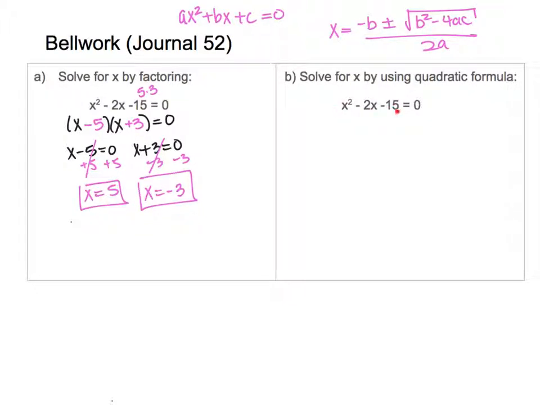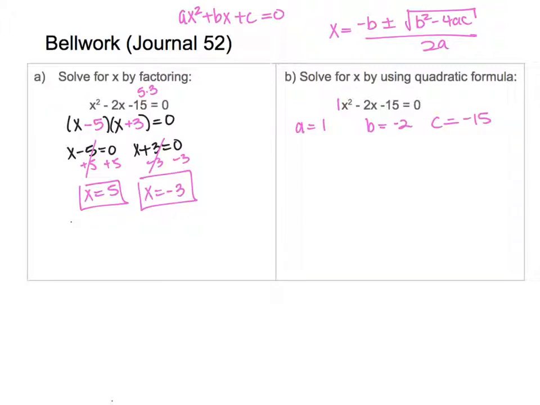From here, if I want to know what my a, b, and c are, my a is next to the x squared. So the coefficient in front of x squared is 1, so a is 1. B here is -2. Make sure you bring that sign with it. So that's -2, and c is -15, our constant.